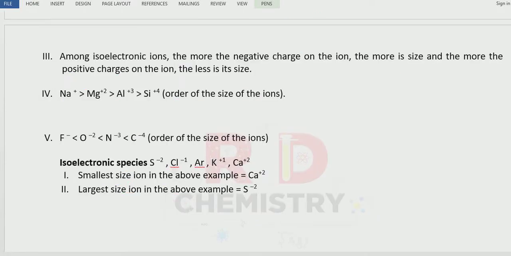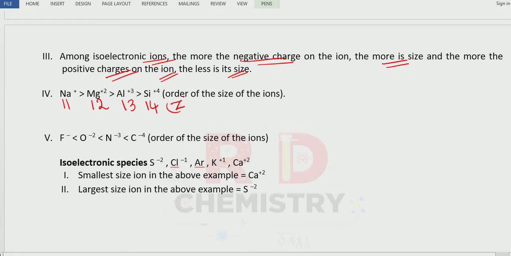Among the isoelectronic ions, the more the negative charge, the larger the size, and the more the positive charge on the cation, the smaller the size. Sodium's atomic number is 11, 12 for magnesium, 13 for aluminium and 14 for silicon. This is the atomic number Z.